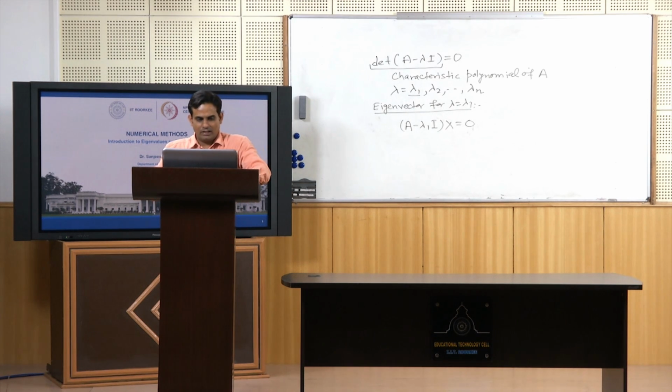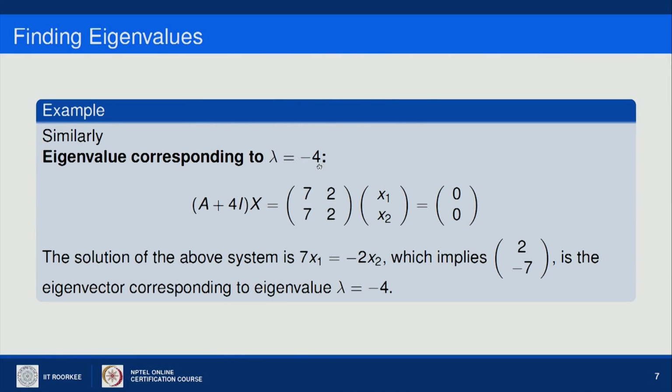Similarly, we can calculate the eigenvector corresponding to lambda equals minus 4, and it comes out as (2, minus 7). You can verify that both of these eigenvectors with respect to eigenvalues 5 and minus 4 satisfy the relation A x equals lambda x.